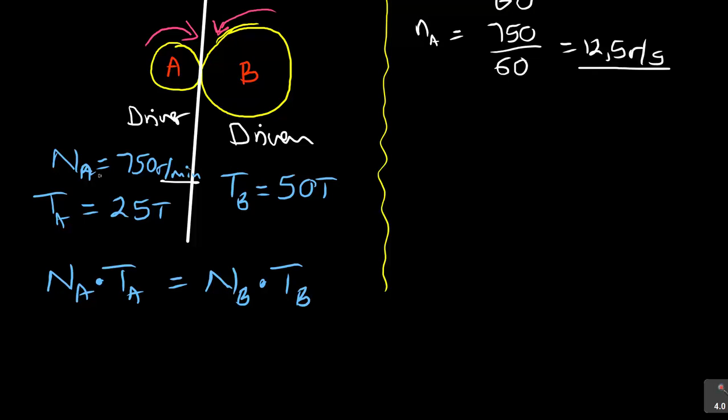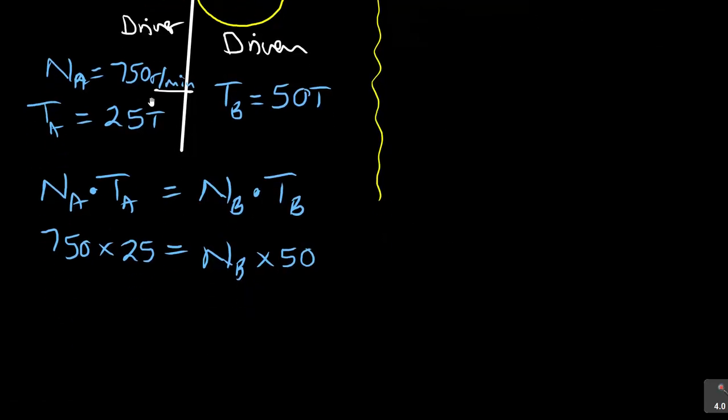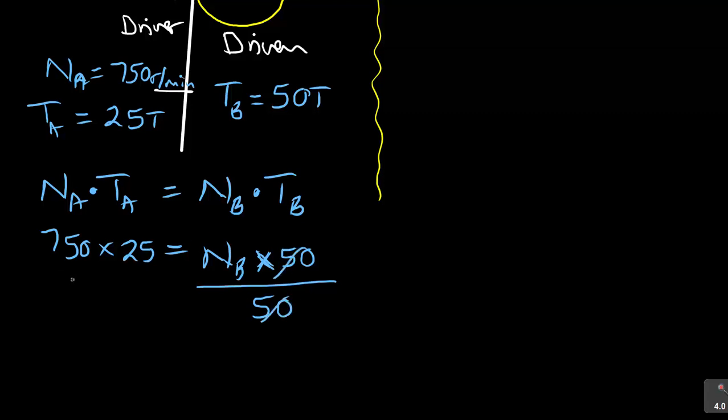Are you seeing that? So I'm given the first part, NA and TA, which is 750 times TA is 25, is equal to NB, which is what I'm looking for, the rotational frequency of B, times 50. So now if you look, what I need is NB, and I'm multiplying. So the opposite of multiplication is division. You divide by what you don't want to remain with NB, meaning you divide by 50 on both sides.